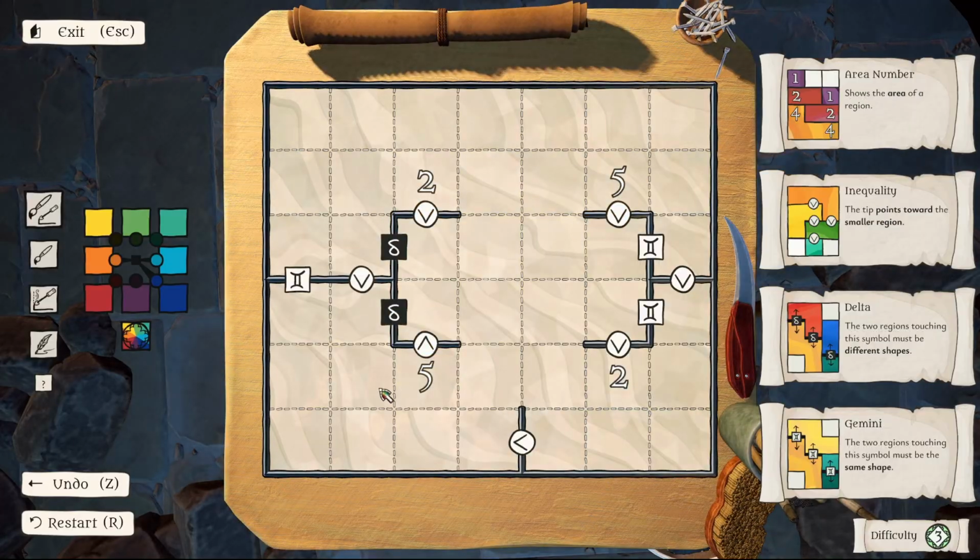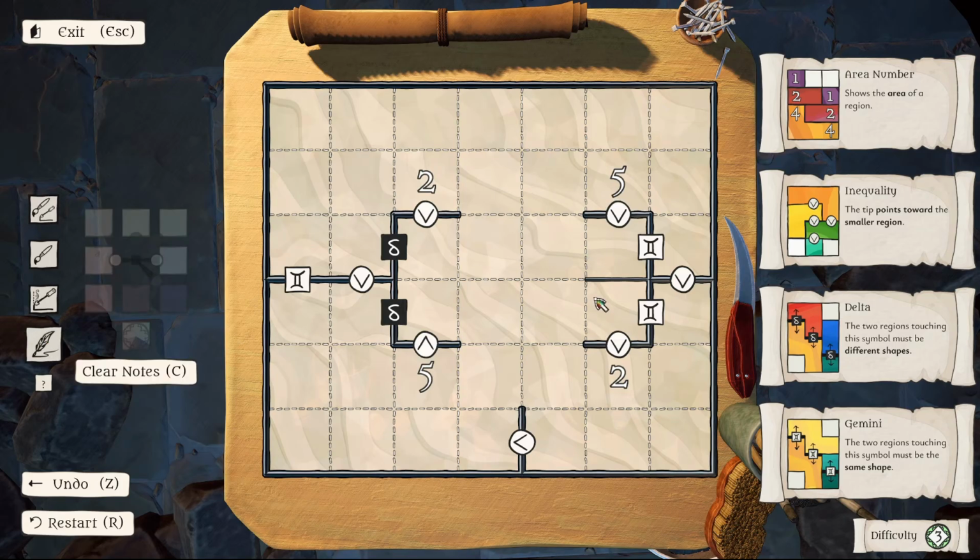Down here. Difficulty 3. Puzzle 48813. Area number, inequality, Delta, and Gemini. Let's see. I've got a couple samesies here, but this is less than this, and therefore this is less than this. So I've got a line here. 2 is less than something. And that is less than this something. That's the same as this. So it's also less than 5.